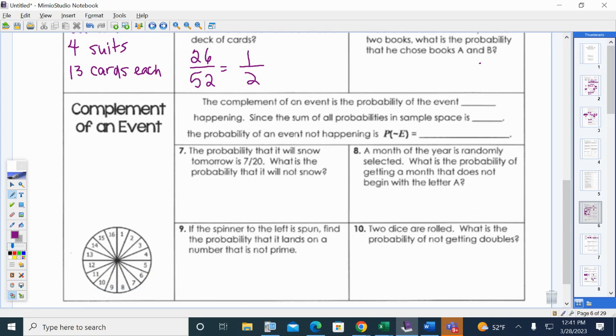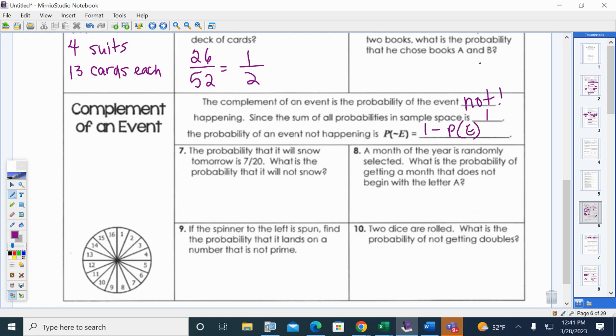It's called complement of an event. The complement of an event is the probability of the event not happening. Not happening. Since the sum of all probabilities in sample space is 1, the probability of an event not happening, P of not E, is 1 minus the probability of the event E.